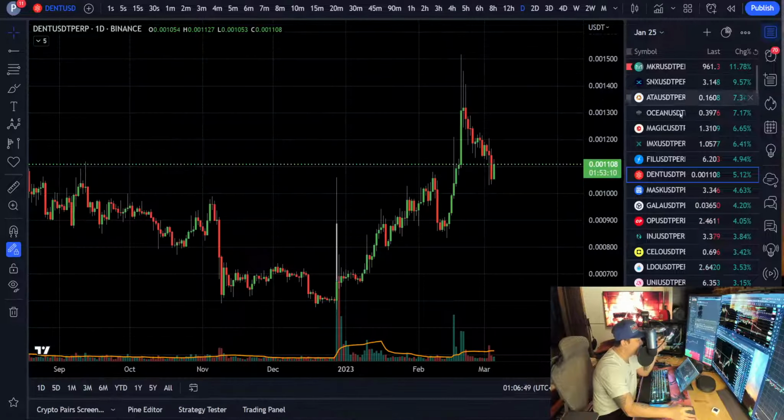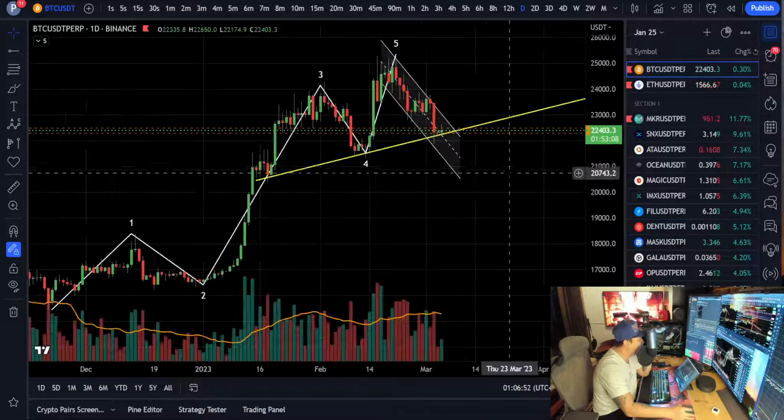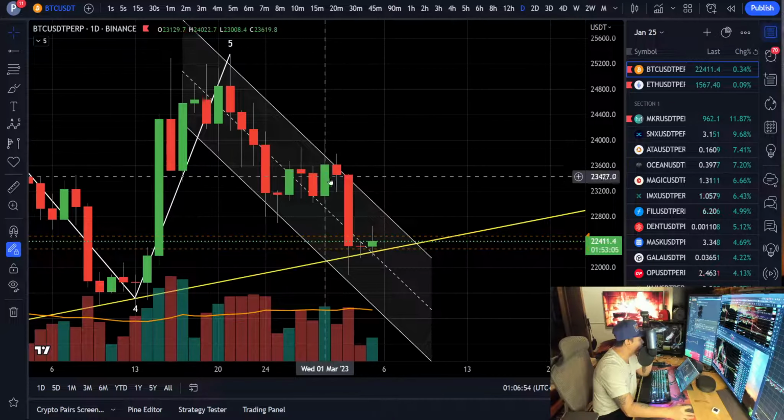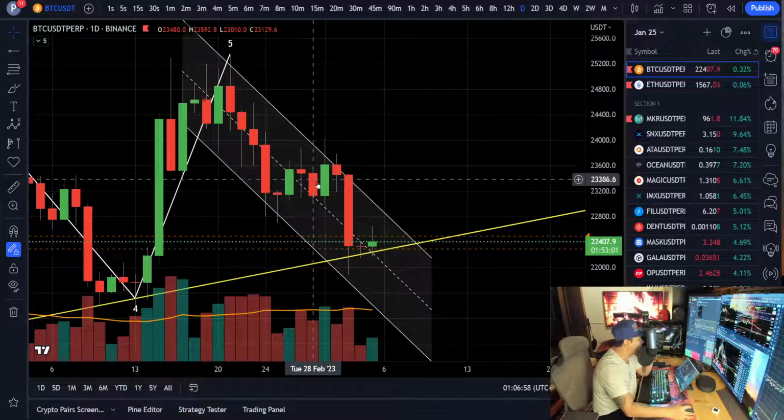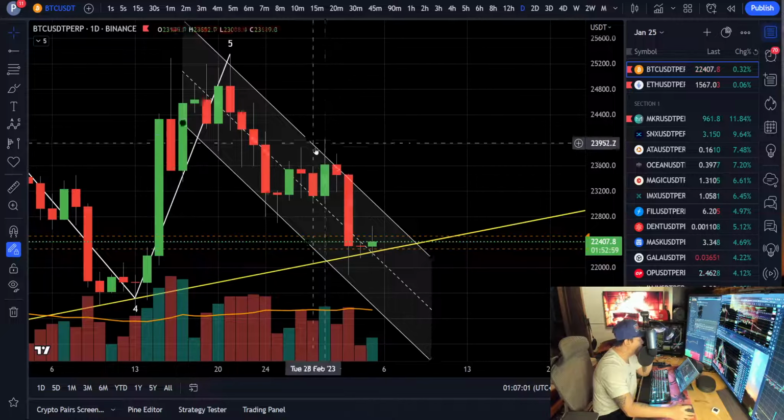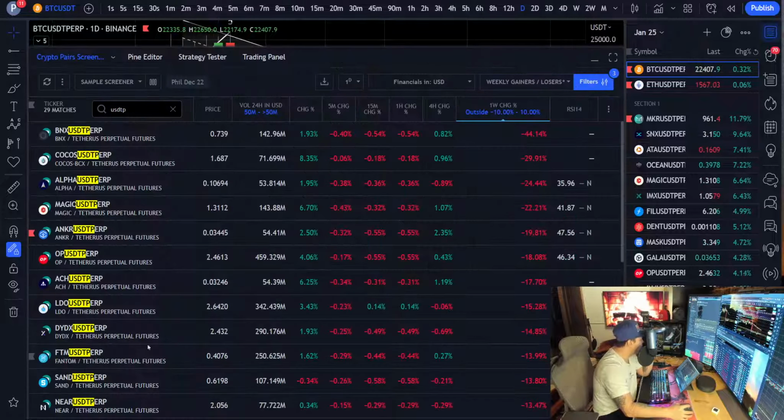As you can see, for Bitcoin, everything has dropped for the whole week. The week started around February 28th, around here, and since then Bitcoin's just been a major decline. So you can't really expect much from other coins right now.